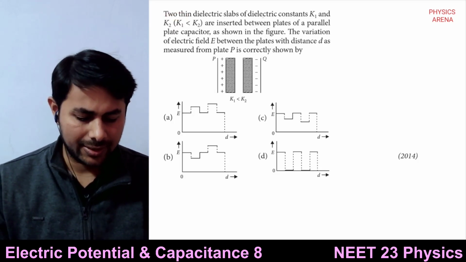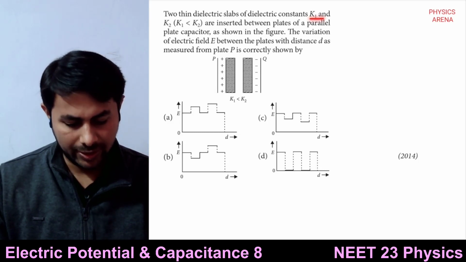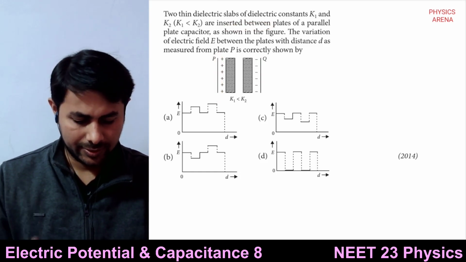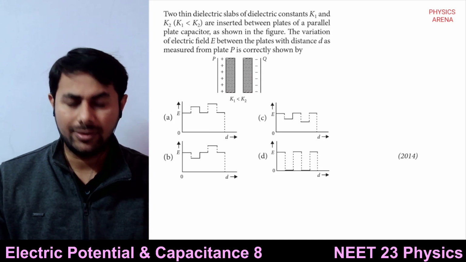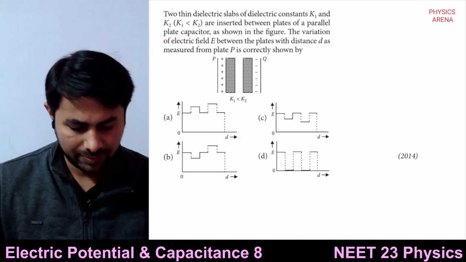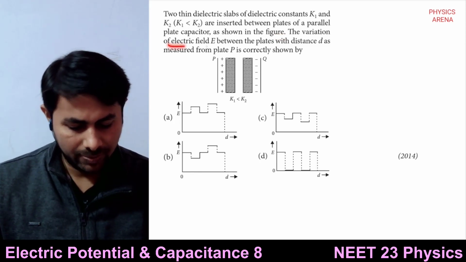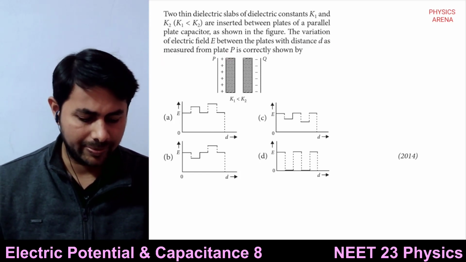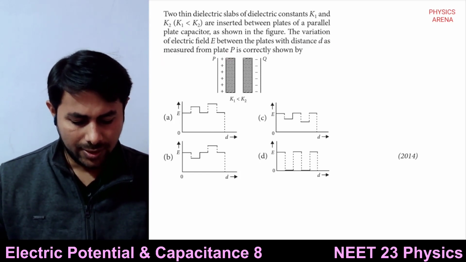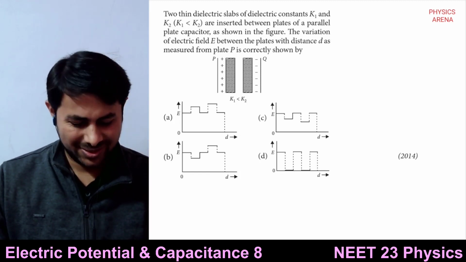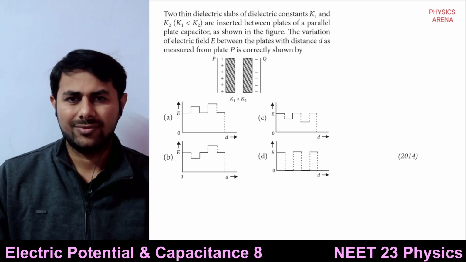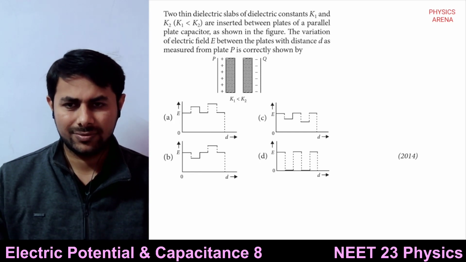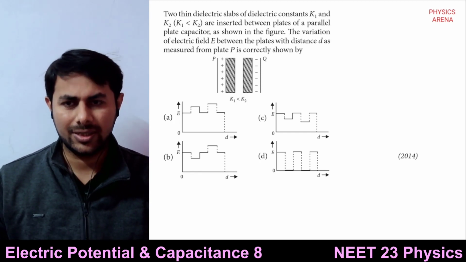Two thin dielectric slabs of dielectric constants K1 and K2, where K1 is less than K2, are inserted between the plates of a parallel plate capacitor as shown in the figure. The variation of the electric field between the plates with distance d, as measured from plate P, is correctly shown by which option? So what is the answer? What will happen to the electric field where you have a dielectric? It will decrease, right? The electric field will decrease.